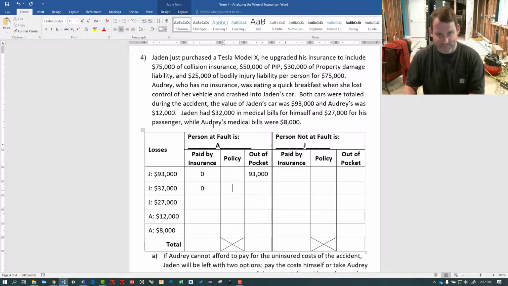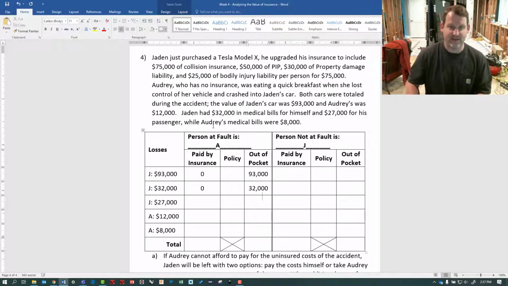And same thing here. There's no insurance help. So she owes him another $32,000 for his medical bills, and no insurance help. She owes another $27,000 for those medical bills. Now she has no insurance again. No, she's not getting any help for anything. It is all falling down on her head.